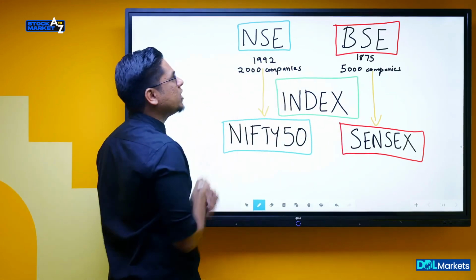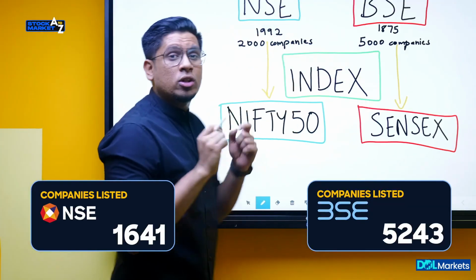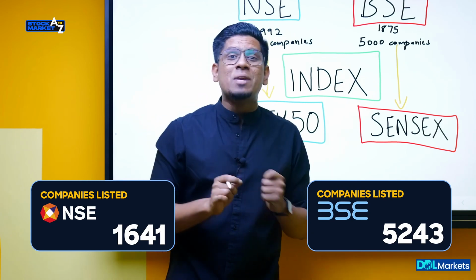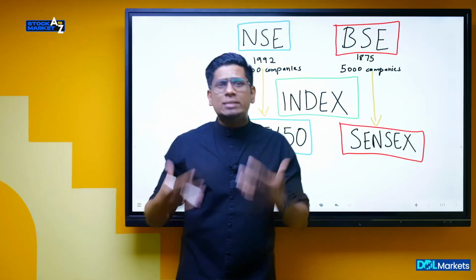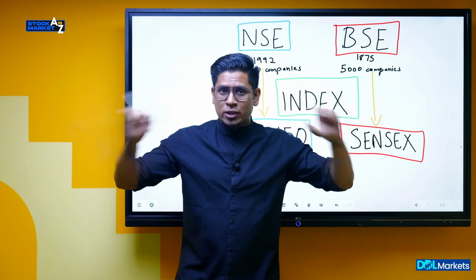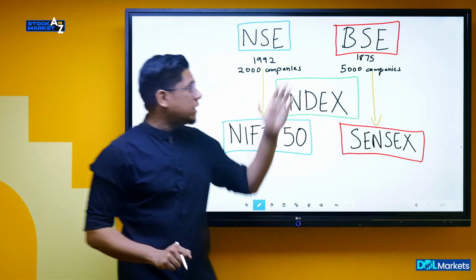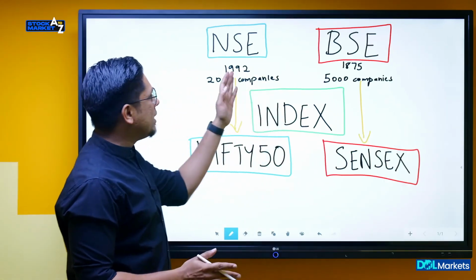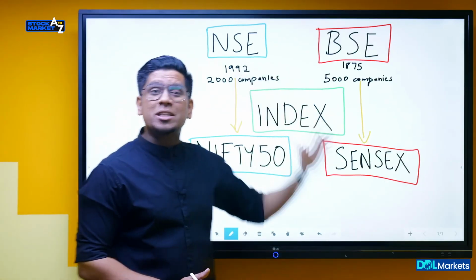Now one major differentiator here is that NSE has 2000 companies listed in it, whereas BSE has 5000 companies listed in it. These are two different stock markets in India. One has 2000 companies and the other has 5000 companies. Now a simple question can be, why 2000 companies only in NSE and why 5000 companies in BSE?